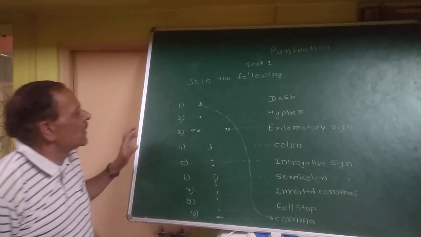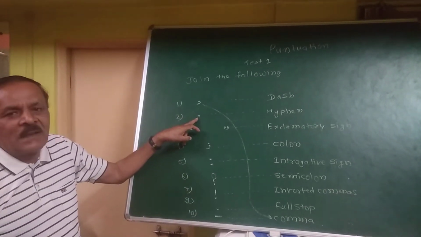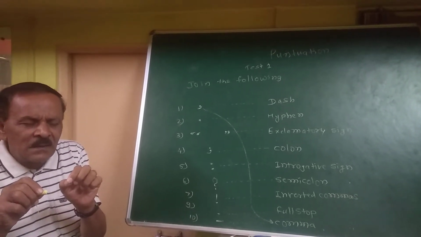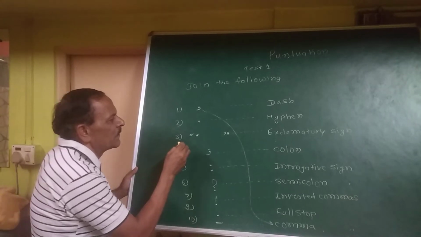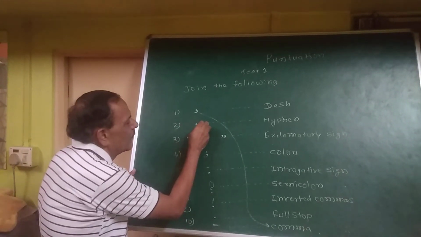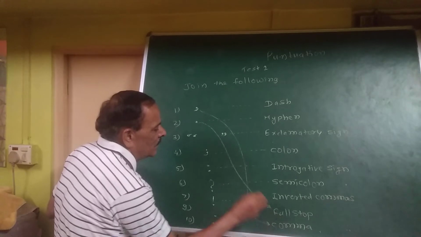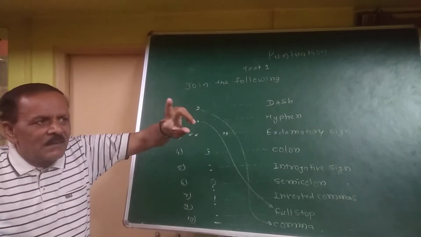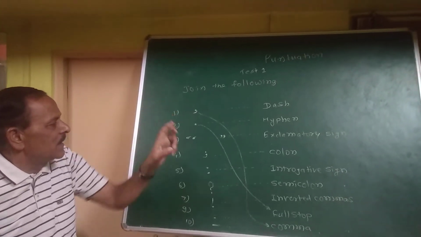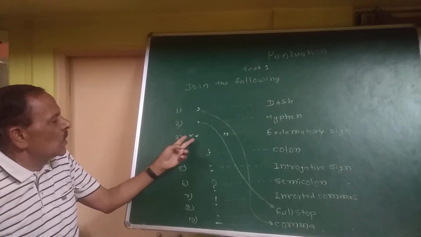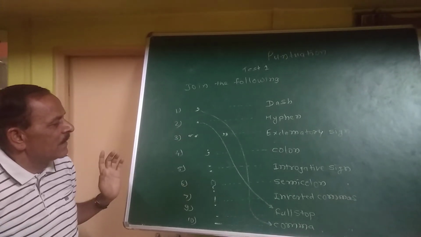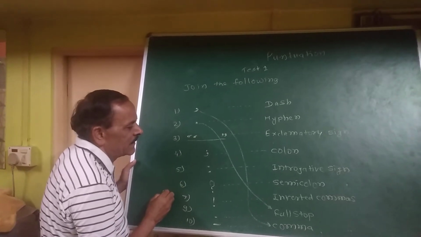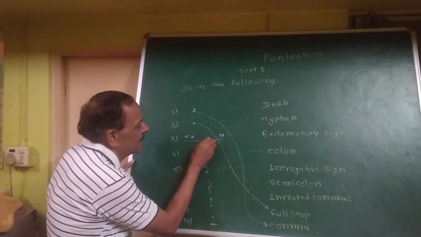Comma. What is second? Second is simple dot. So that is full stop. Here full stop. Then here, and like this means inverted comma is there. So inverted commas, where it is? This.